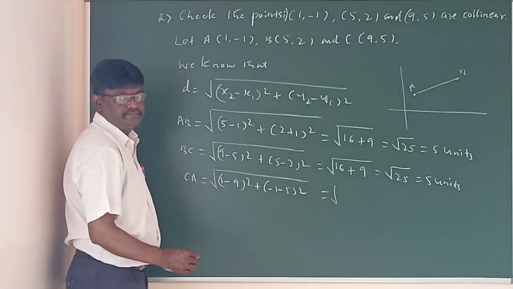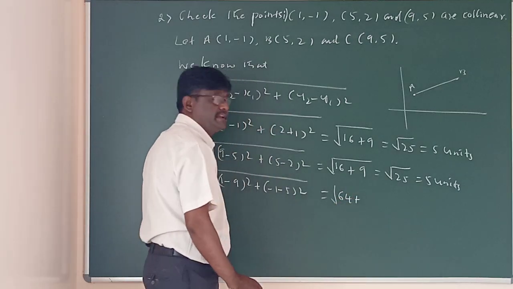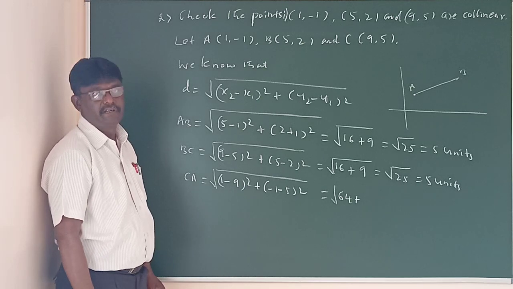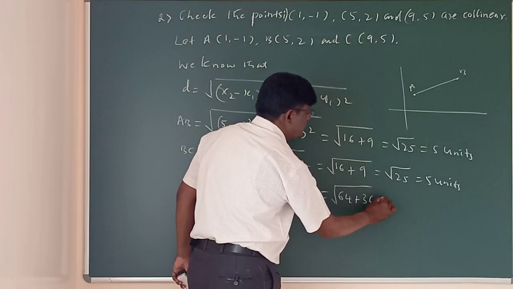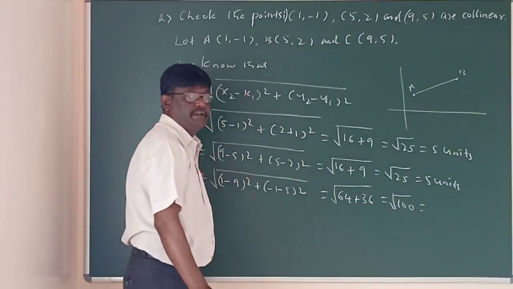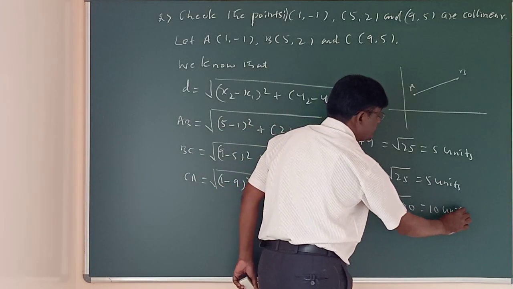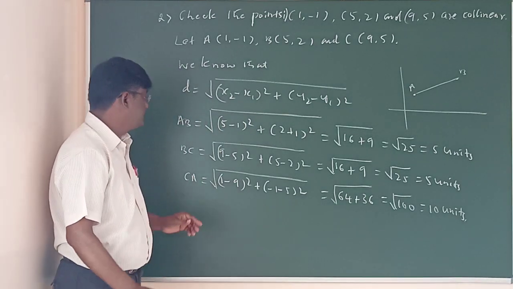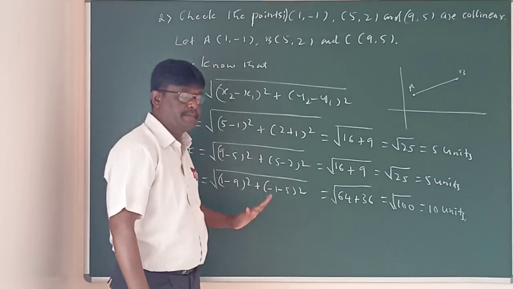Minus 8 square, 64. Plus minus 1 minus 5. How much? Minus 6. Minus 6 whole square is 36. What is the sum, children? It is 100. What is the square root of 100? 10 units. Okay. So now we have the lengths, the distances AB, BC, CA.